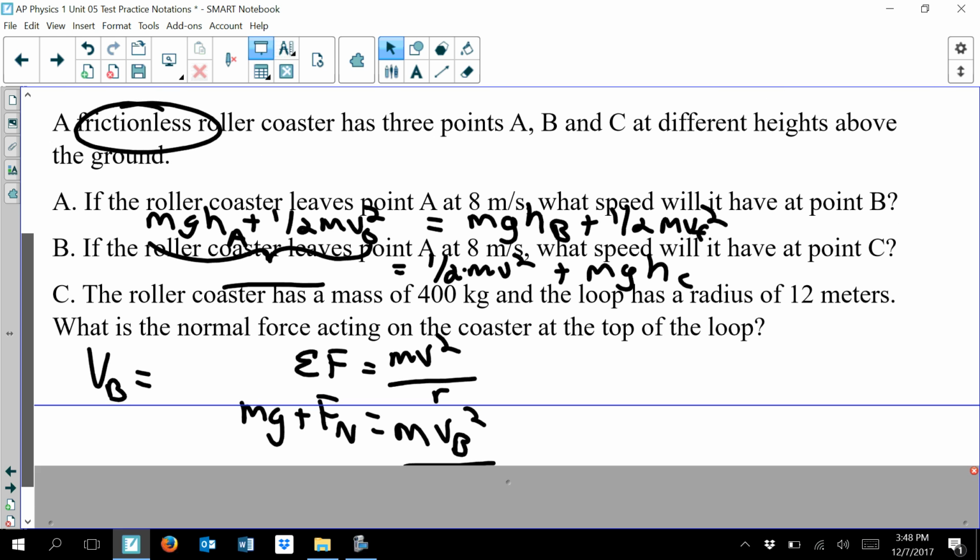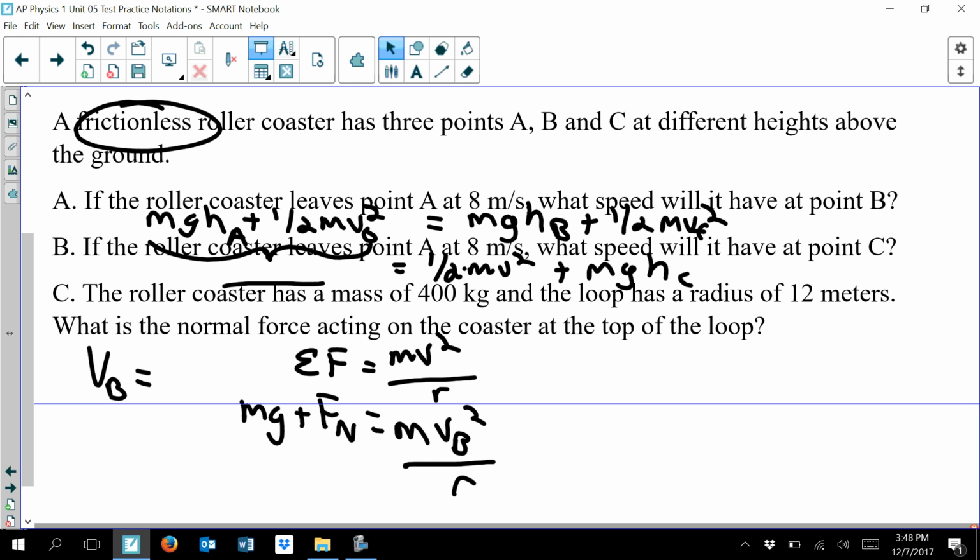And letter C for this problem brings in a little bit of circular motion for that loop-the-loop. Now that you solved for the speed at the top of that loop in letter A, you can plug that in for your velocity in net force equals mv squared over r. So I put a B in there for the speed at position B.